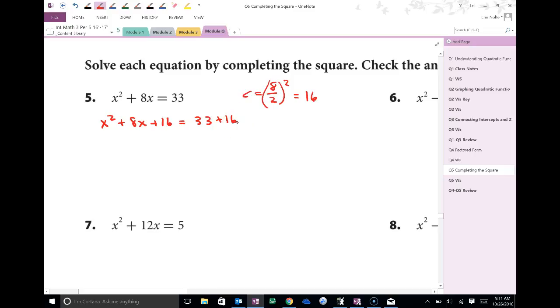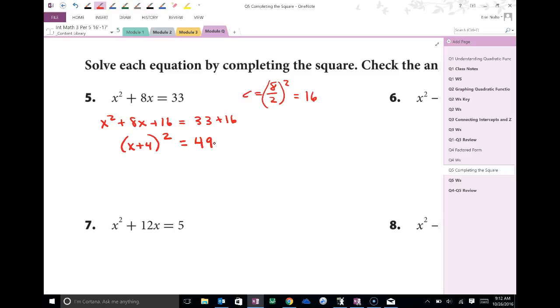Now on my left-hand side, I can factor this. It's a perfect factor. Okay, what two numbers multiply to 16 and add to 8? 4, right? 4 and 4. So this becomes x plus 4 squared. And then on the right-hand side, everybody follow that I'm just going to go ahead and add those two numbers. So 33 plus 16 is 49. Perfect.